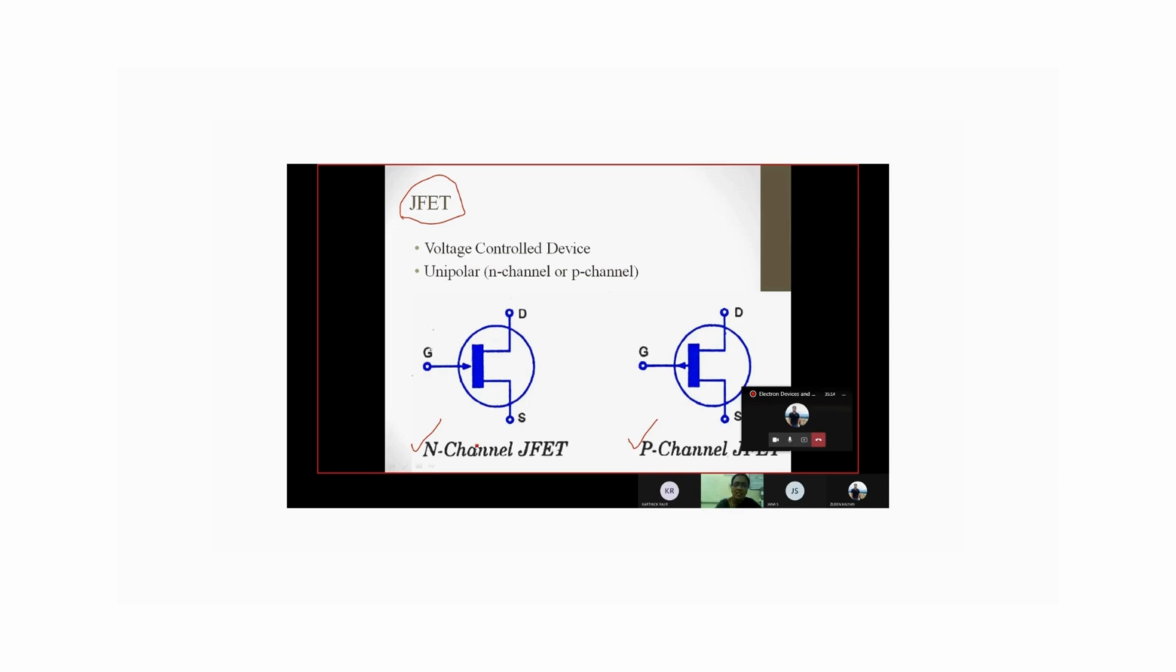But here, in the N-channel JFET, like the BJT, bipolar junction transistor, there are also three terminals. In BJT, I will draw the symbol of BJT, what we have learned already. It consists of three terminals. One is the base, this is going to be the base. Another one is the collector, and this is the emitter. These are the three terminals of any BJT. This is the symbol of BJT.